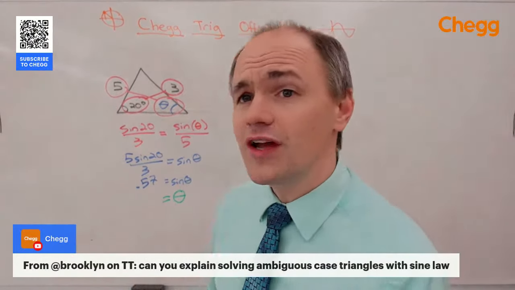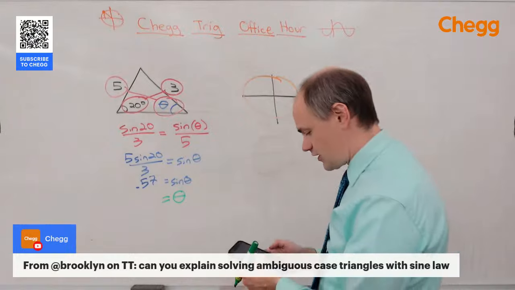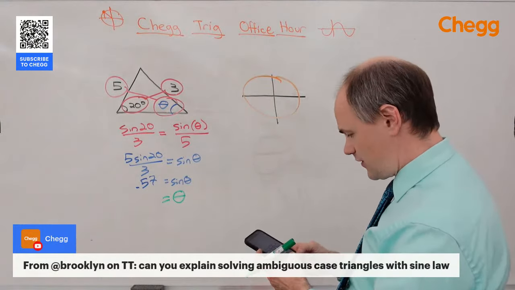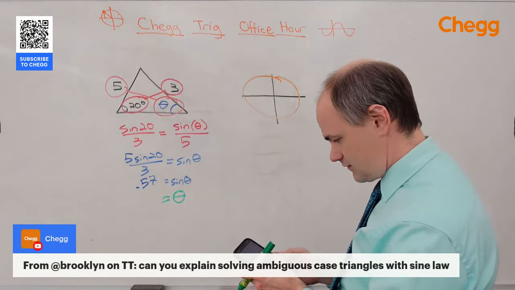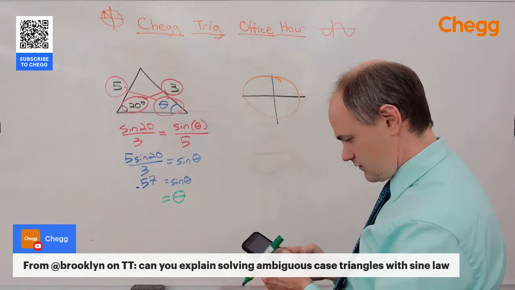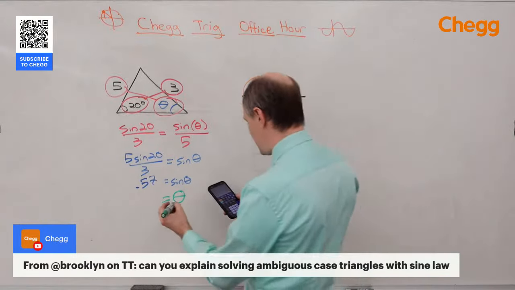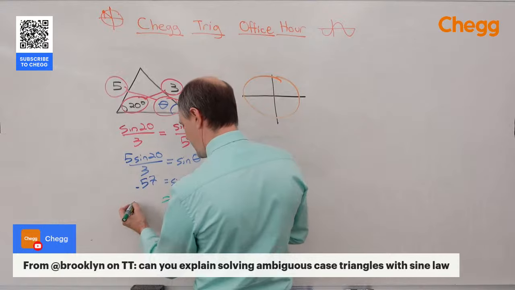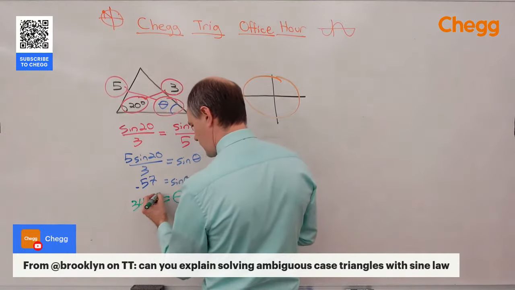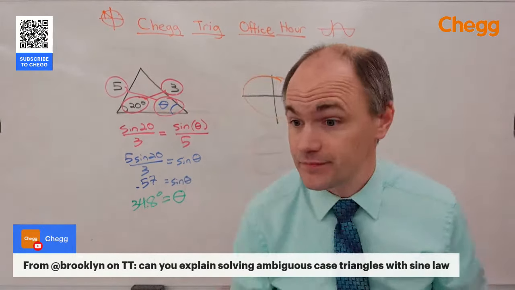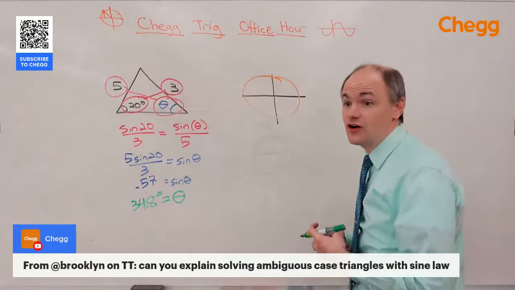I often tell students, if you can copy the math problem right, you've already done half the work. We're going to do the sine inverse now of 0.57. And when I do, I get angle theta is actually 34.8 degrees. All right, good. Thank you for catching that. I appreciate you all keeping me honest.